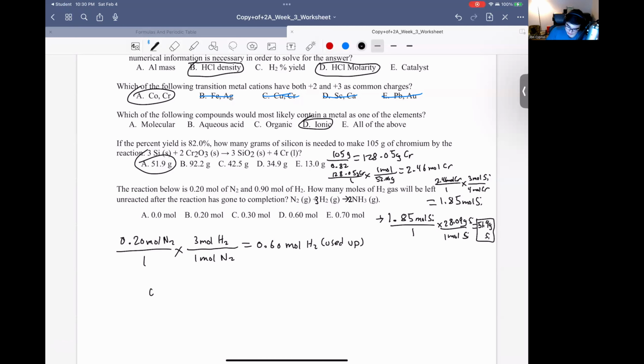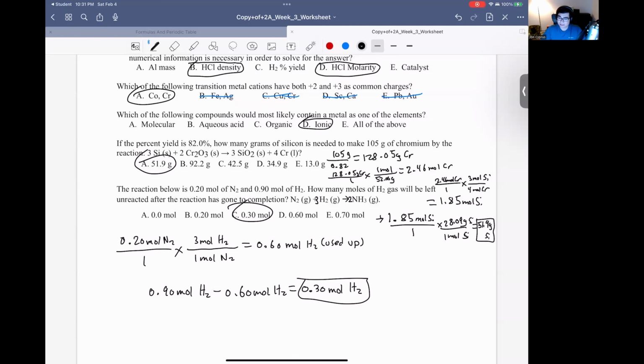All right, so what I'm going to do is 0.90 moles of H2 minus 0.60 moles of H2. And I'm left with 0.30 moles of H2. And that is the answer, C. Okay, so if you've stuck it out this long, I hope that helps. I'm going to go ahead and do the last question.